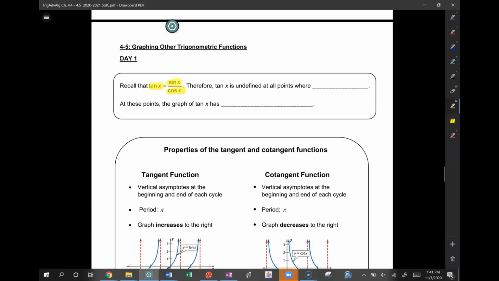So, we say tangent is undefined at all points where cosine of x is equal to 0. At those points, the graph of tangent of x has vertical asymptotes.